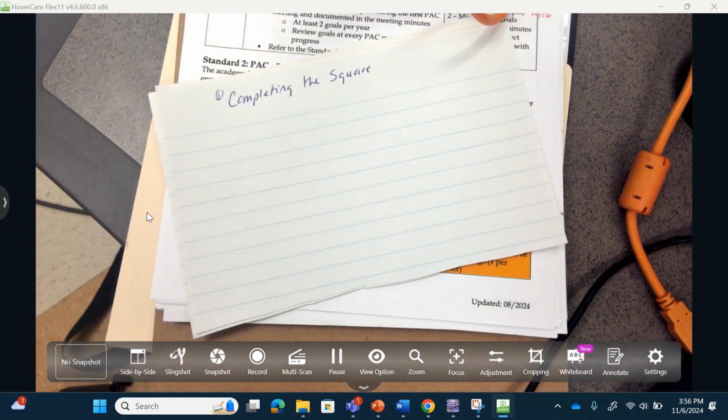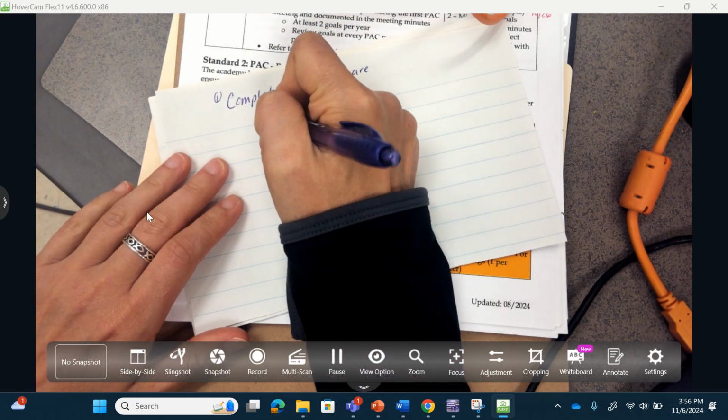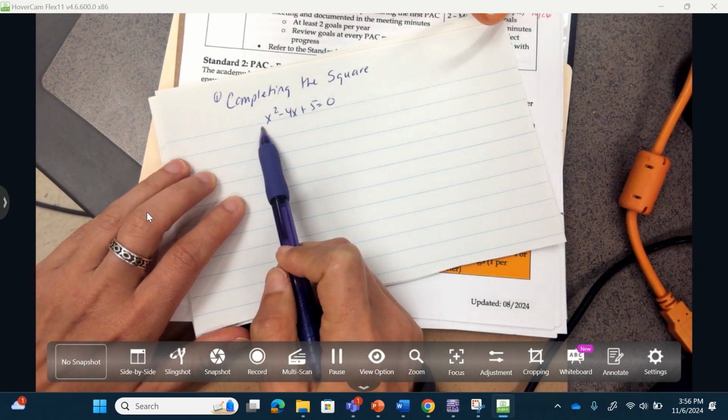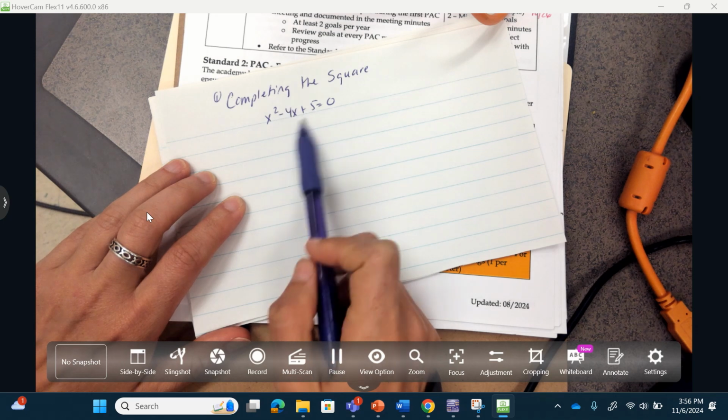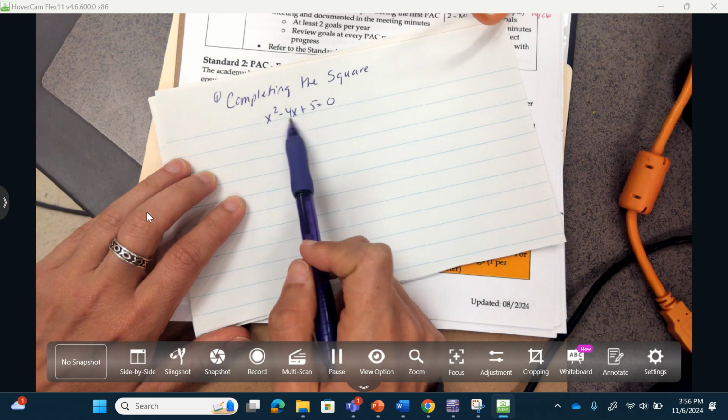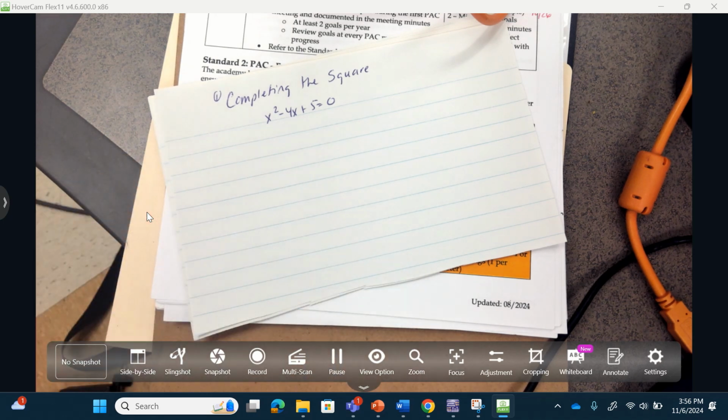This is a strategy that actually works all the time, but it's not a great strategy to use all the time. It's very limited in when it's a good strategy to use. This strategy works well when your leading coefficient is a 1 and when you have an even number in the middle. If you don't have a leading coefficient of 1, so if you have a 2, a 3, something else there, and you have an odd number, this is a terrible strategy to use. So we don't usually teach it for solving quadratic equations because it is very limited in when you can use it. It is very useful when you're dealing with circles for changing the form of a circle.